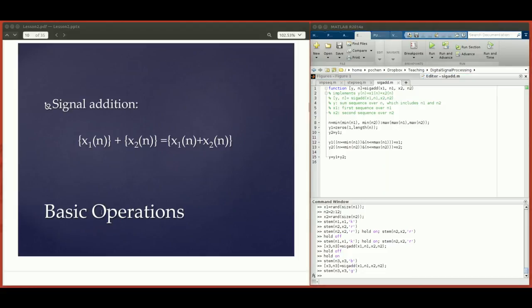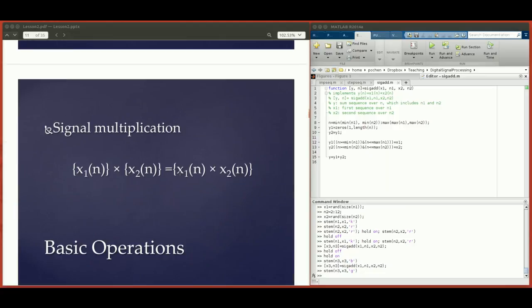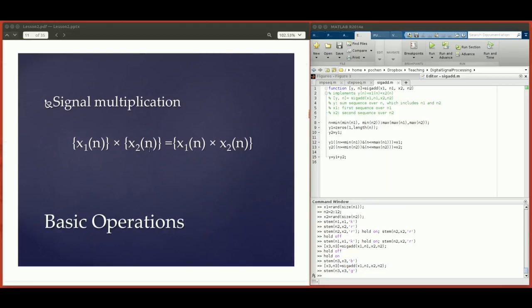We can also write similar code that does signal multiplication, right? So this is addition, adding two signals together. We can also try to multiply two signals together, right? Multiply these two signals together. It's basically an element-wise multiplication, right? In principle, if the ranges of these two signals are exactly the same, then all you have to do is a dot multiply of the two signal amplitudes.